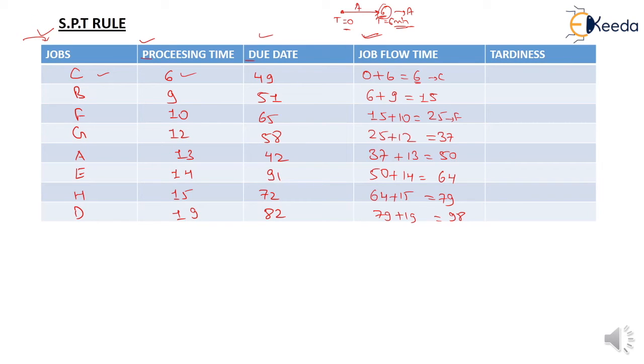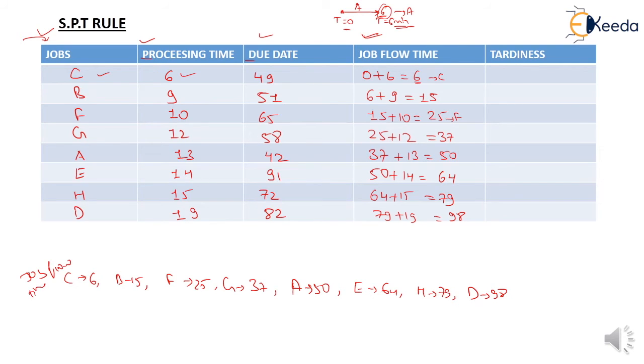So clear to all. What is a job flow time? The job flow time for C job is 6, for B job 15, F job 25, G job 37, A job is 50, E job is 64 and H job 79, D job is 98. It is the job flow time per job. Clear to all how to calculate the job flow time per job?